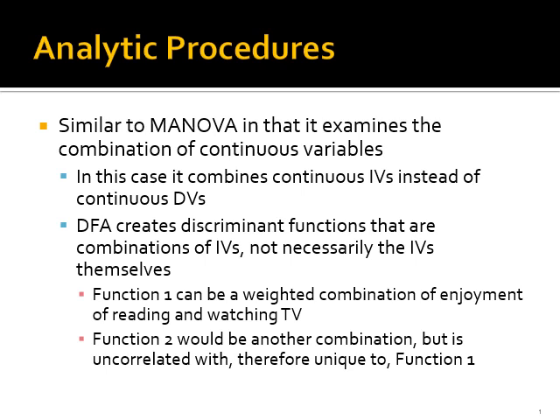So for instance, if a DFA finds that a particular IV is very predictive but only at low levels of that IV on a particular outcome, it might partial that variance into a particular function. So function 1 can be a weighted combination of enjoyment in reading and watching TV. Again, we're looking at the variables and not necessarily as unique variables, but it may actually increase the strength of prediction of one and decrease the strength of prediction of the other. Function 2 might be a combination, but is uncorrelated with and unique to function 1.